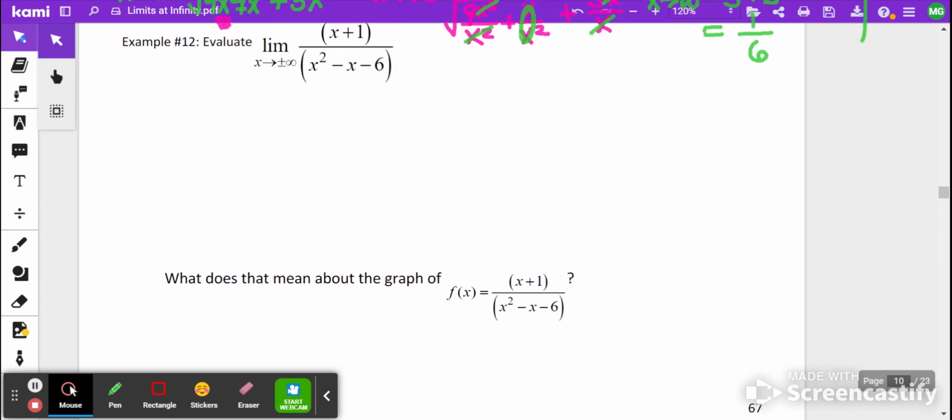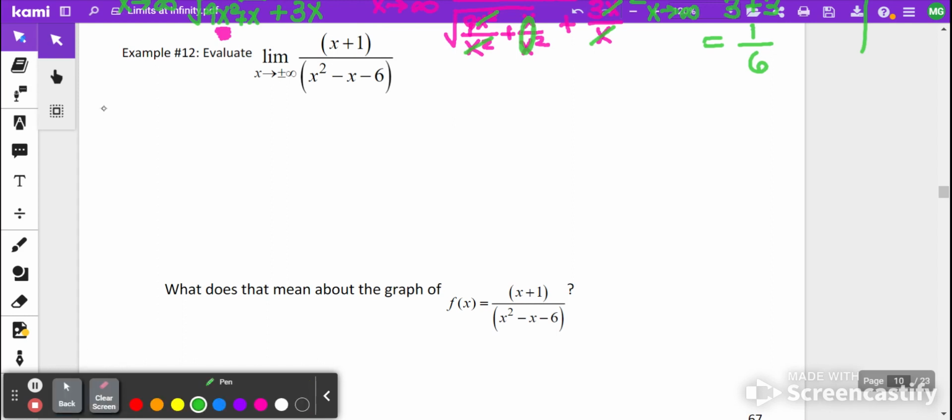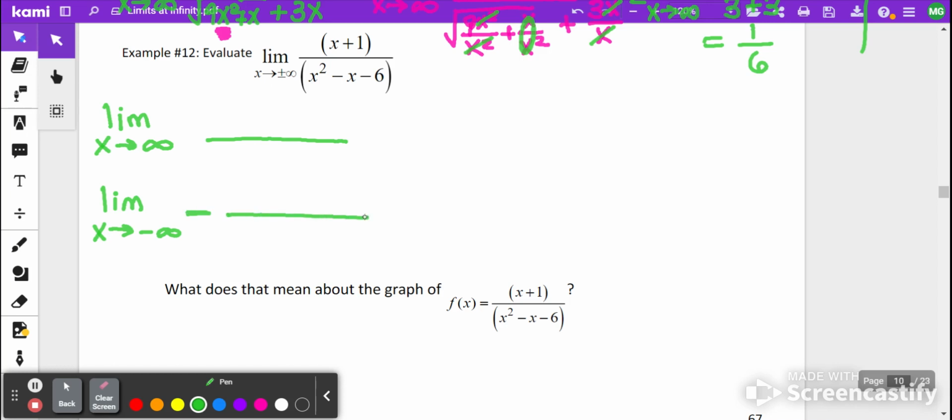So notice I'm asking you to evaluate the limit as x approaches positive and negative infinity. Well, basically, you have to do 2 separate limits. So you will do the limit as x approaches infinity, and then you will also do the limit as x approaches negative infinity. And these are almost exactly the same, except for the fact that this one will not have a negative in front of it. This one will have a negative in front of it. The rules are the same though. We divide by the variable with the biggest degree from the denominator.